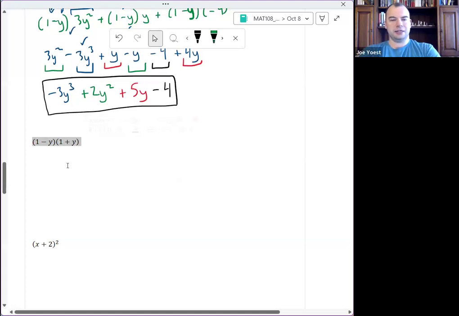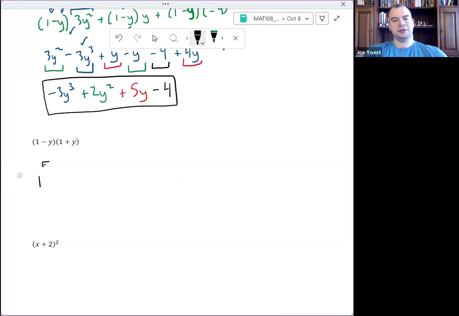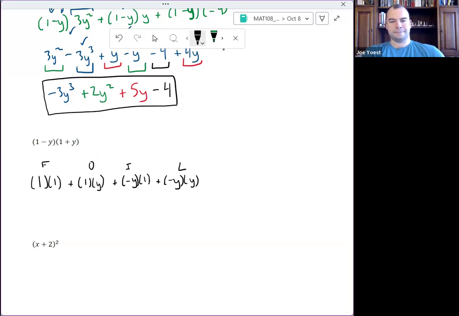Okay, what about a product like this or like this one down here? These are what are sometimes called special products. These are products that work out quite nicely. If I FOIL this, I see for my first, I get 1 times 1 or 1. Let me actually write this out, 1 times 1. My outers give me plus 1 times y. My inners give me plus -y times 1. And my last give me plus -y times y.